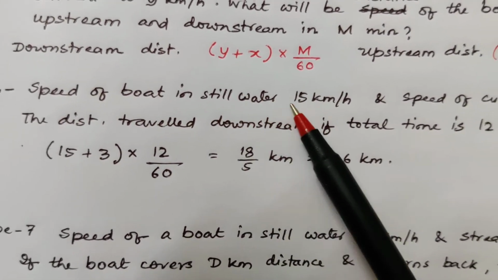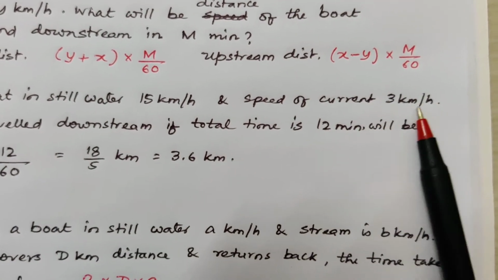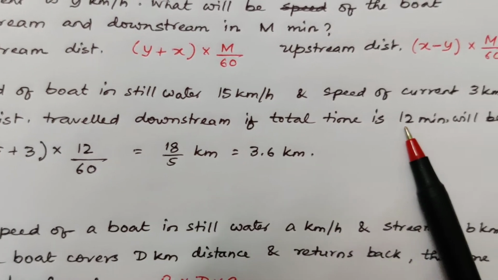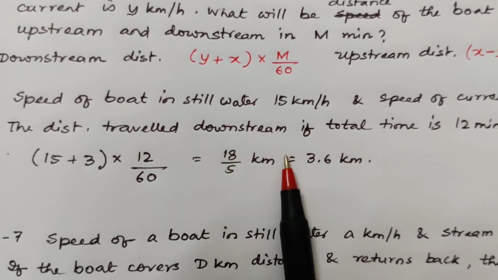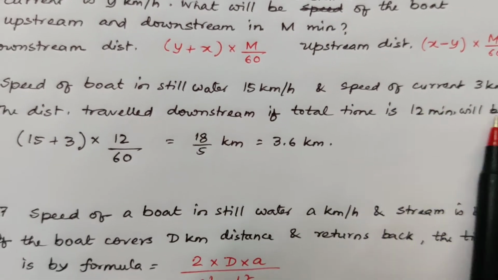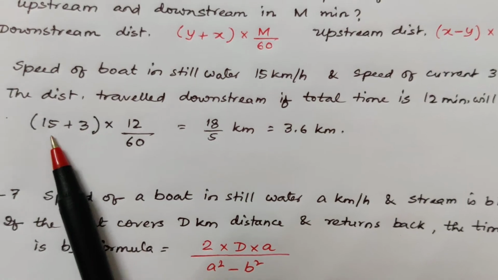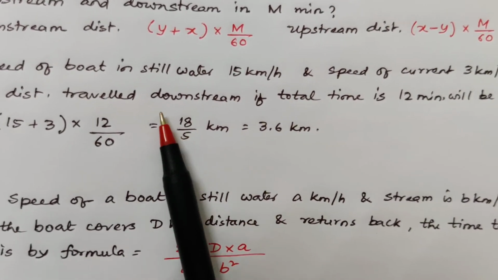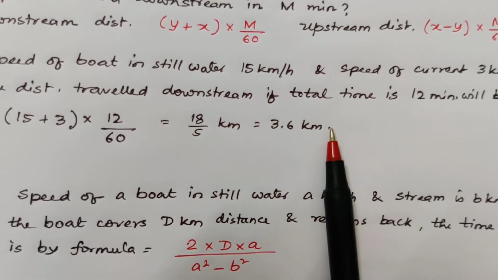The speed of the boat in still water is 15 km per hour and the speed of the current is 3 km per hour. Find the distance traveled downstream if the total time is 12 minutes. So here it is only asked about downstream. Total time is 12 minutes. So (15 plus 3) into 12 by 60, that makes it 18 by 5, that is 3.6 kilometers.